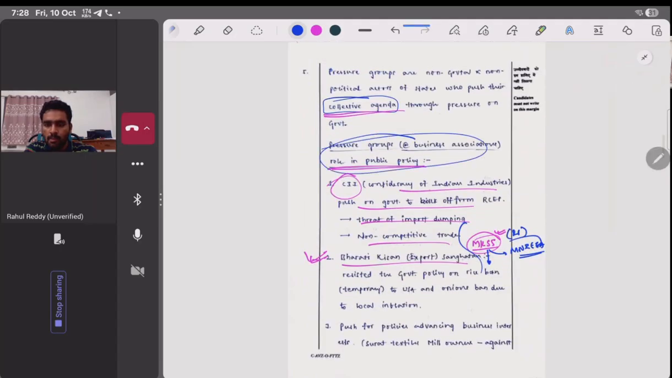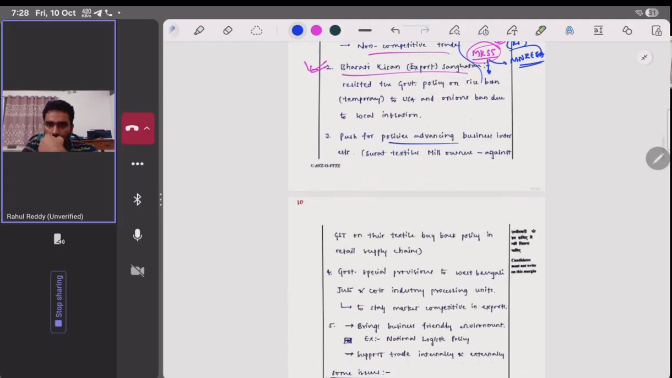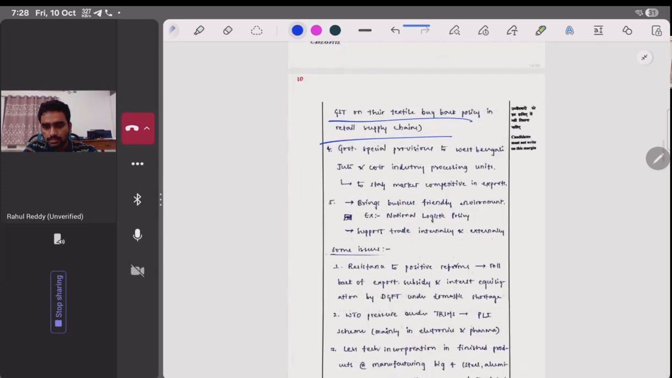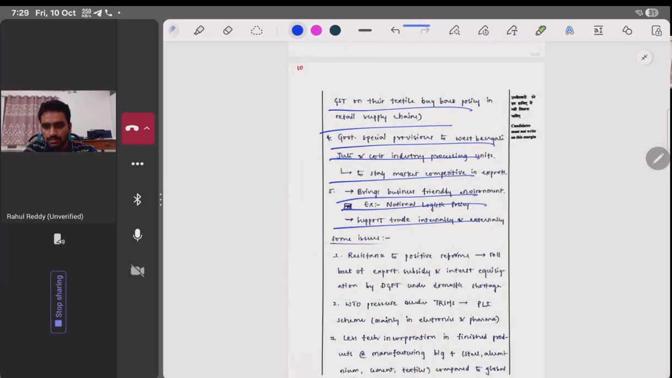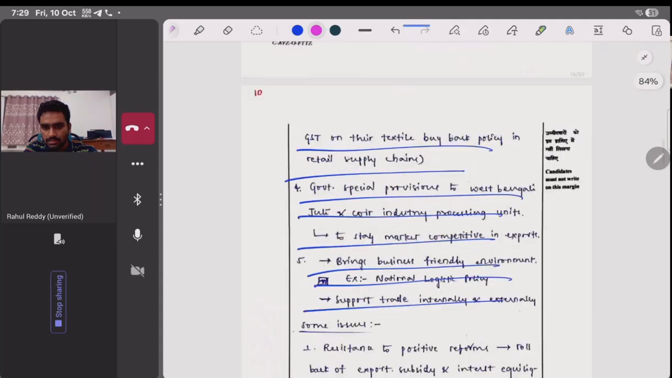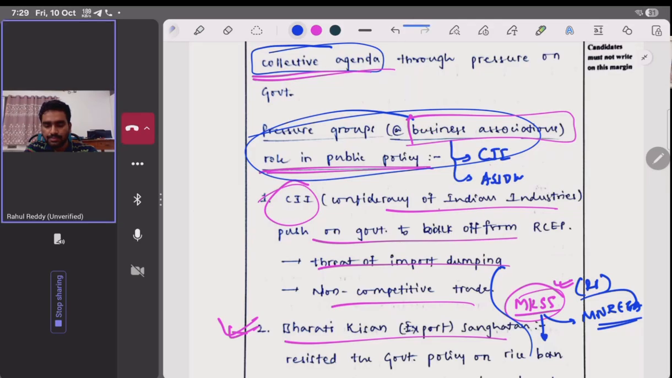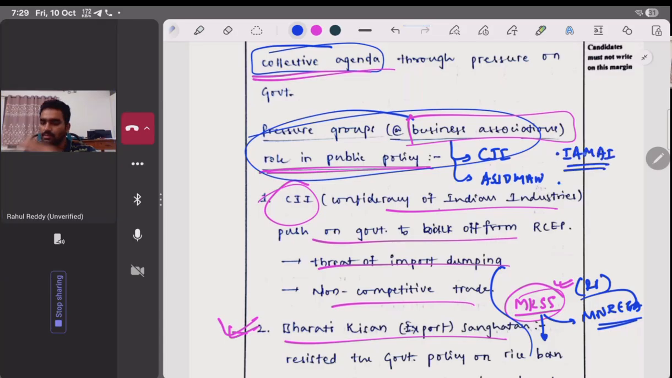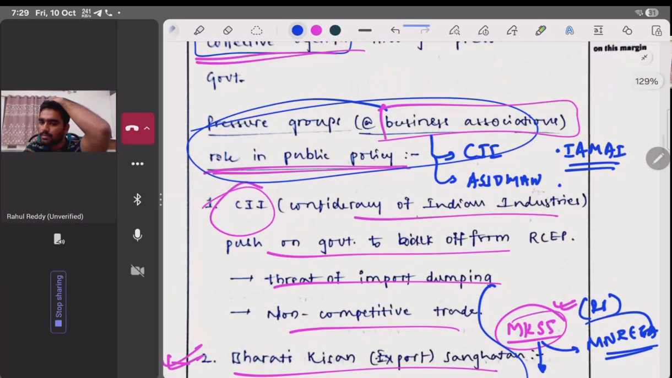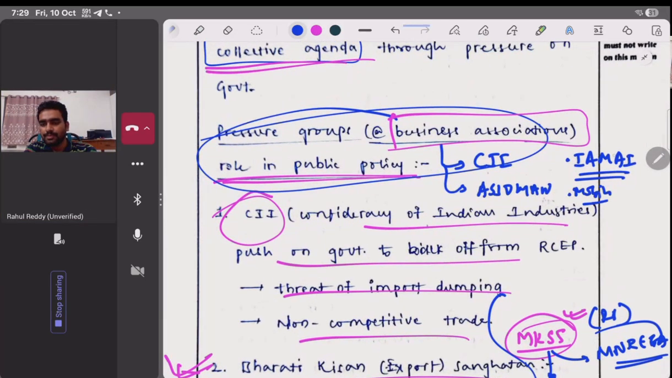Pressure group role in public policy. Push for policy advancing. The things will remain the same, nothing more or less different. But here they have asked about business association. So you have to write from the perspective of business. You have to provide examples of business association: CII, ASSOCHAM, then IAMAI. Or if you don't remember anything, just write mobile association. IAMAI means Internet and Mobile Association of India.